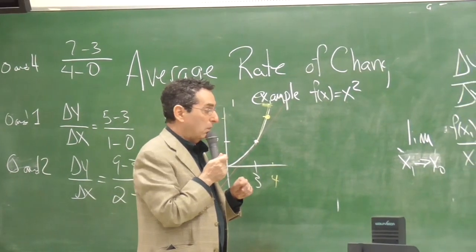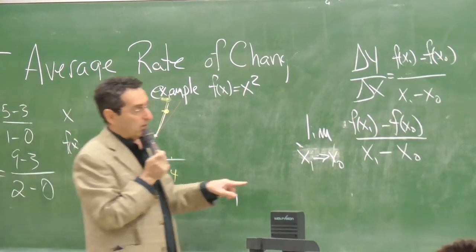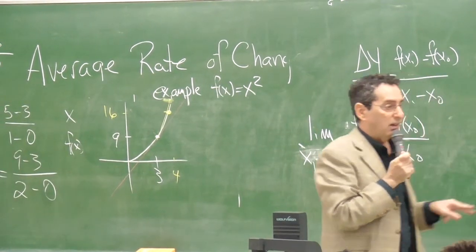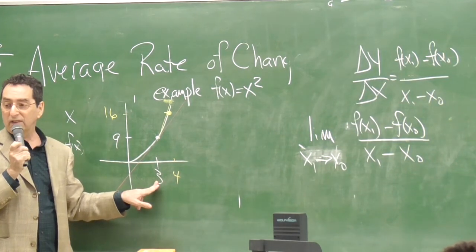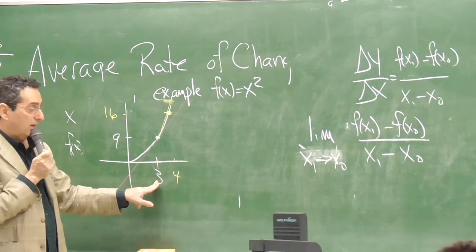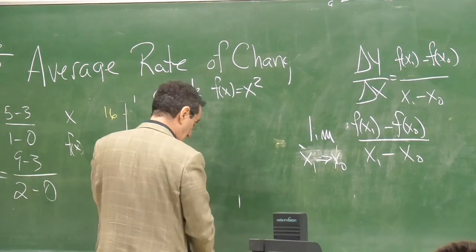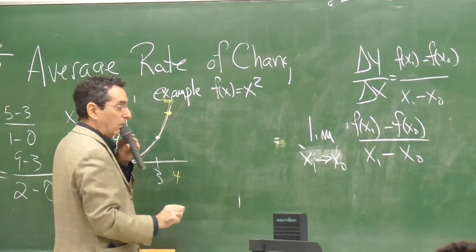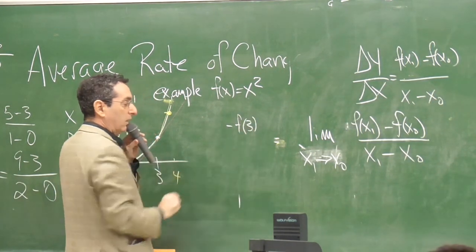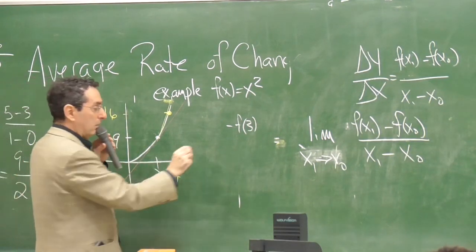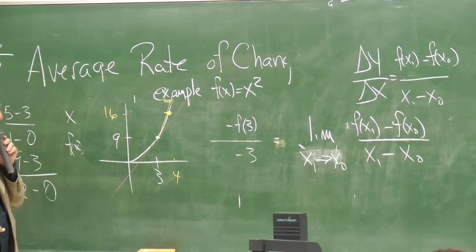Okay, so what is x0 for this problem? x0 is the first point. So the first x value is 3. Okay, so let's put that in. I'll try and do it here, if we have enough space. So what is that? f of 3, that goes there, right? And on the bottom, I have minus 3, right? Did I do that right?